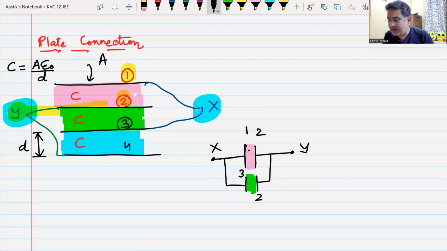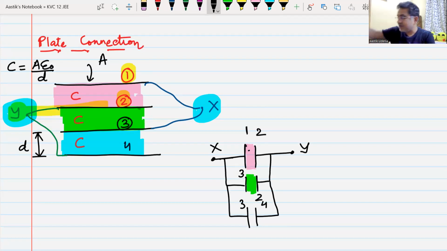So far so good. Are we able to understand this? Yes, sir. Then I have to make one more capacitor, the blue one. So I repeat the same step. Plate number 3 is connected to point X, so I again make plate number 3. And plate number 4 is connected to point Y, so I can connect it anywhere, it is connected to point Y. I get my blue capacitor.